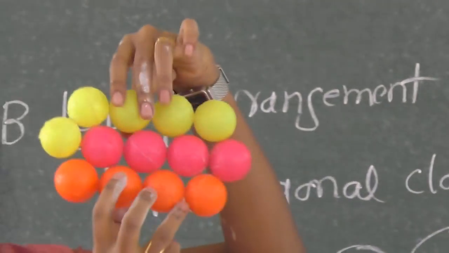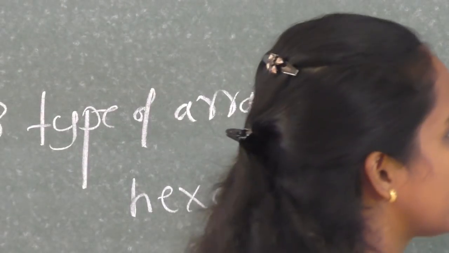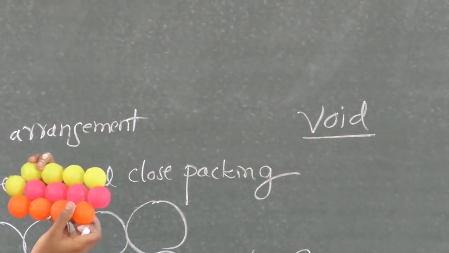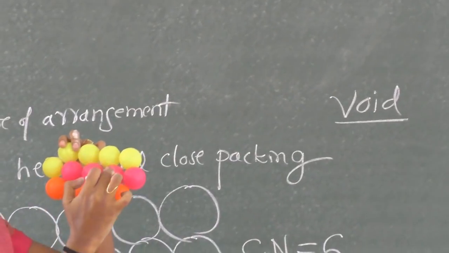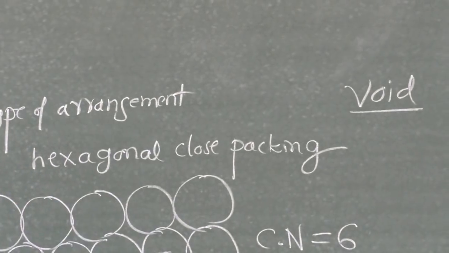They are also called voids. It is nothing but void. What is a void? It is an empty space, empty space between the constituent particles. Clear?